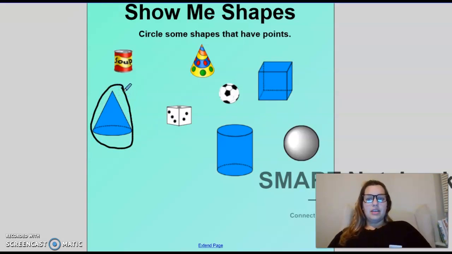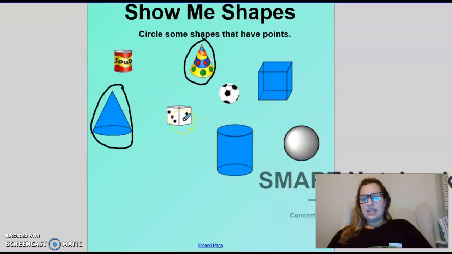Okay. Now, looking at this, is there another picture of something that looks like a cone? Yeah. What is it? A party hat. Very good. So if the cone has a point, does the party hat have a point? Yeah, the party hat is in the shape of a cone. Very good.